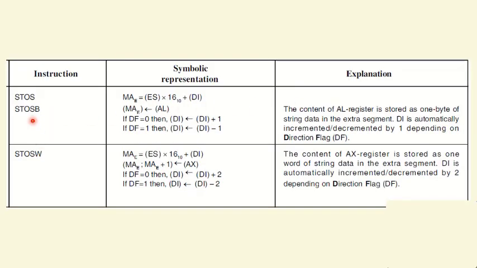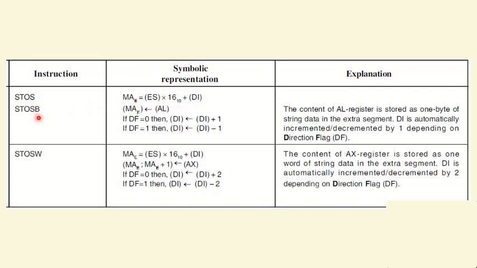Similarly, we have the store operation. Now what do we have to perform? We have to store the data from AL to a particular memory location. So this time AL is the source, and this particular memory location is the destination. To calculate the 20-bit physical address, we will use the extra segment and the DI register, because this time we are using the destination. For the DI register the default segment is ES. So the 20-bit physical address will be ES into 10H plus DI.